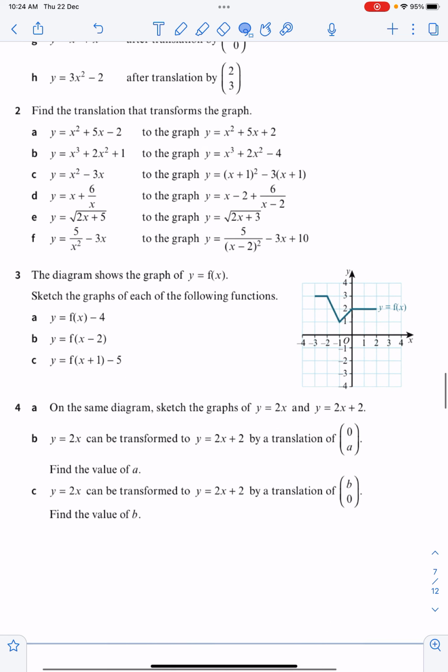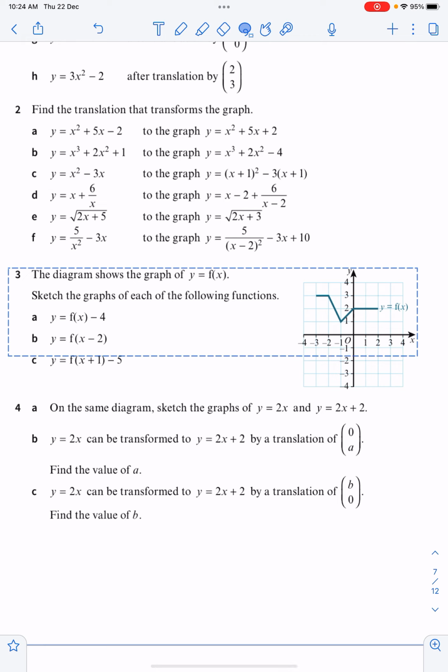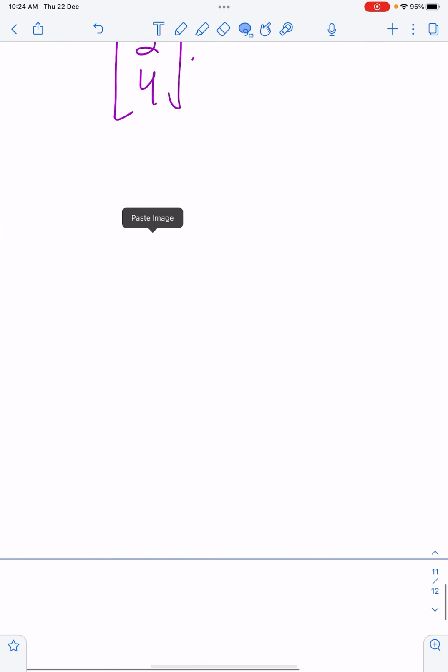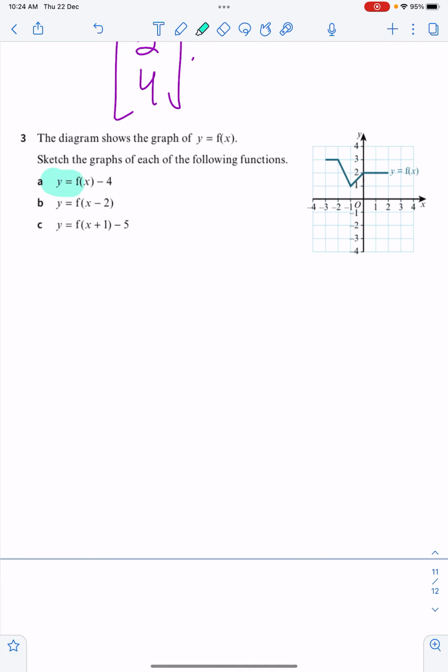The diagram shows the graph of y equals f of x. Sketch the graph of each of the following functions. So I am just doing this one now. Okay, if you notice f of x, they haven't put anything inside the bracket. That means there is just vertical movement of 4 units down. That means you just have to shift the graph 4 units down here. Horizontally it will remain the same, but vertically it has to go down by 4 units. Okay, this is the first one.